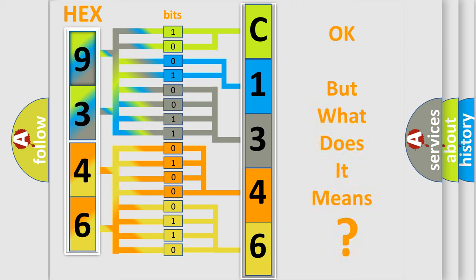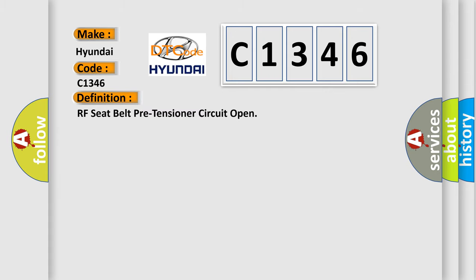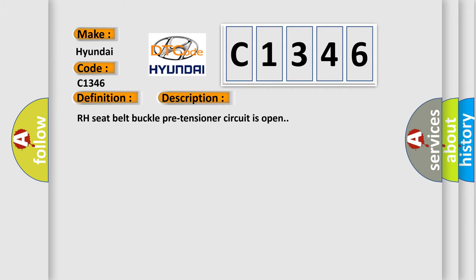The number itself does not make sense to us if we cannot assign information to what it actually expresses. So, what does the Diagnostic Trouble Code C1346 interpret specifically for Hyundai car manufacturers? The basic definition is RH seat belt pre-tensioner circuit open. And now this is a short description of this DTC code. RH seat belt buckle pre-tensioner circuit is open.